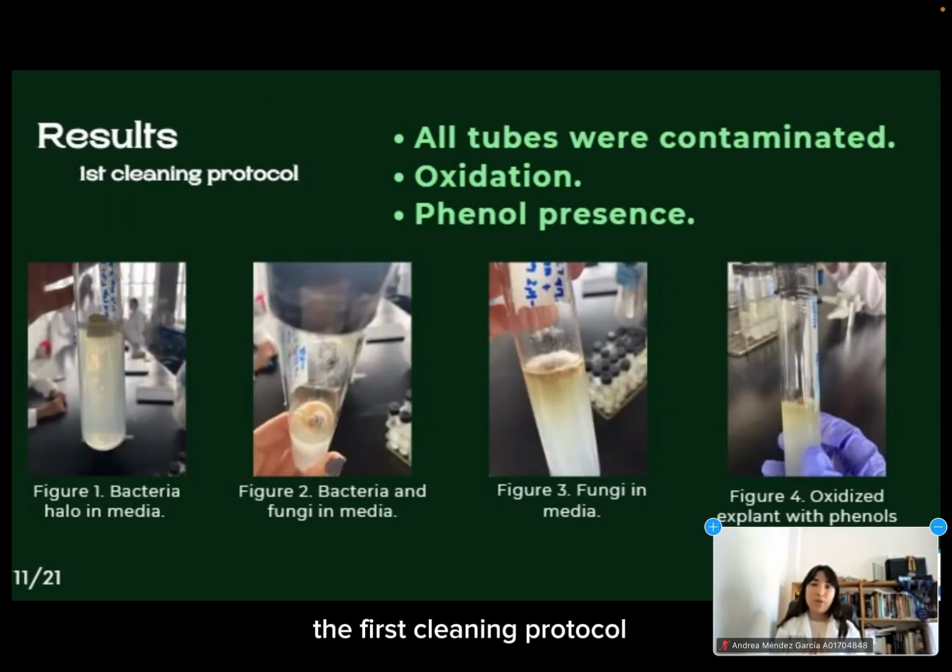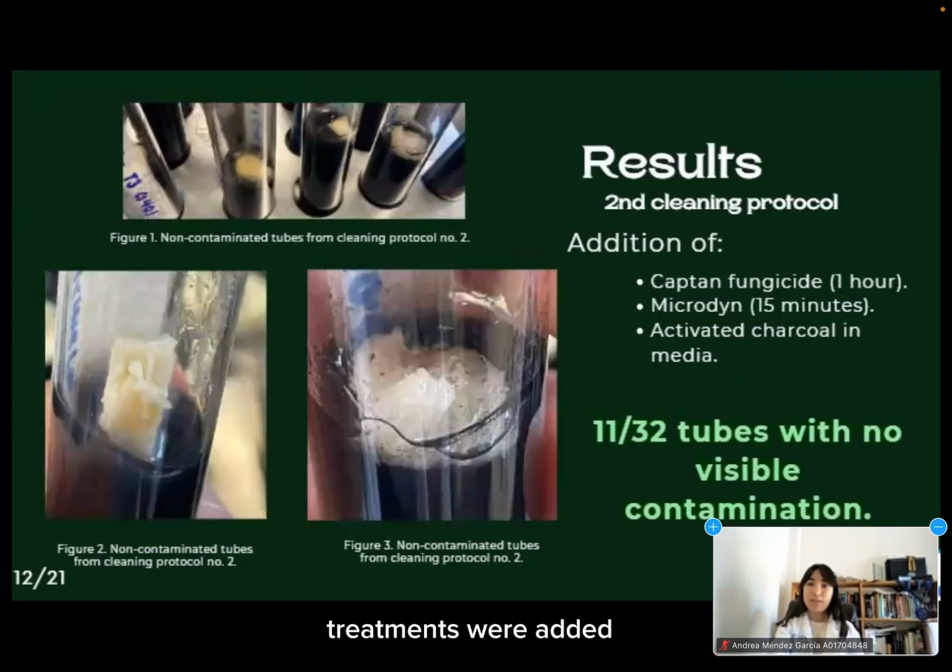The first cleaning protocol, which only consisted of ethanol and bleach, had no success at all, since all tubes had fungal and bacterial contamination, as well as phenolic compound release. Taking these results into account, microdyn and fungicide treatments were added, and activated charcoal was added to the media, showing better results since 11 out of 32 tubes showed no visible contamination.